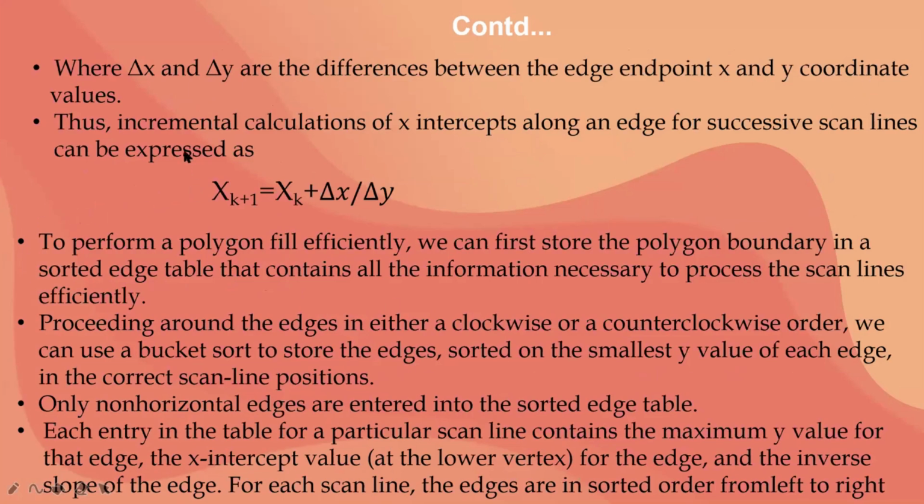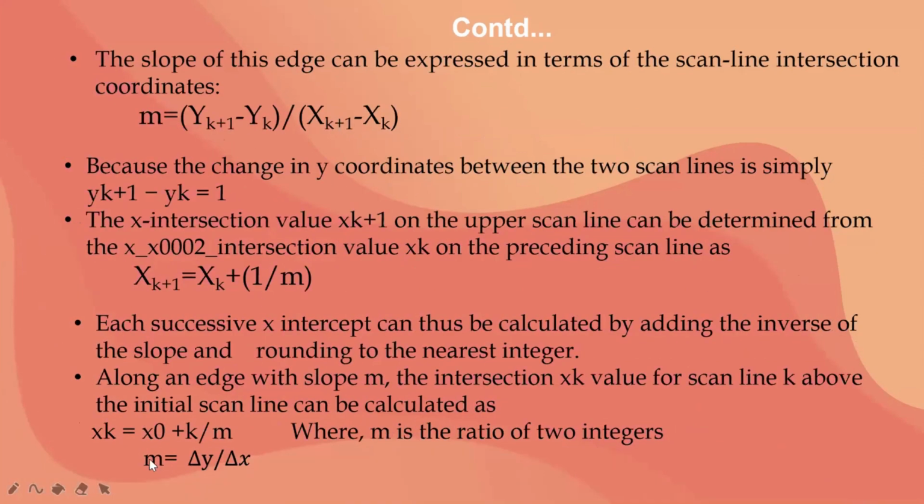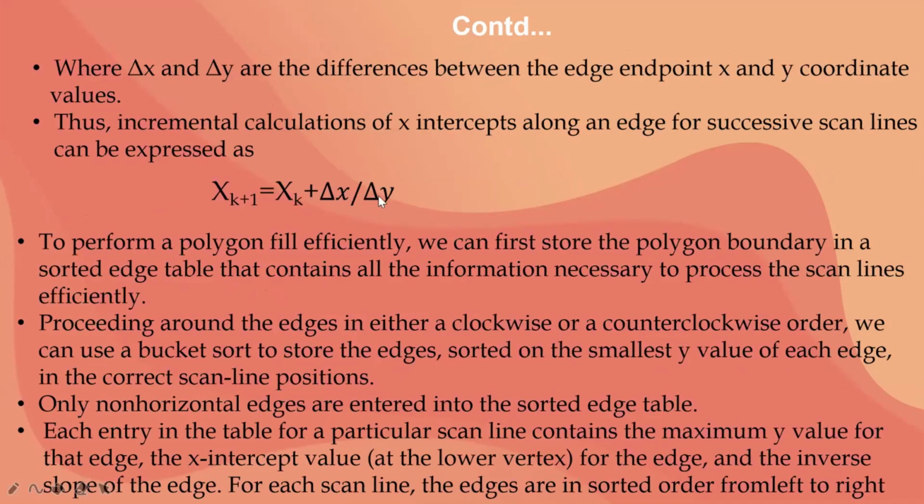Now I have to find out the incremental calculation of your x-intercept. So how to write? Whatever I have got here, xk plus 1 is equal to xk plus 1 divided by m. What is the value of your m? The m value is del y by del x. So just replace it, as it is an inverse, so the value will be del x by del y. Same thing I have written here: xk plus 1 equals xk plus del x by del y.